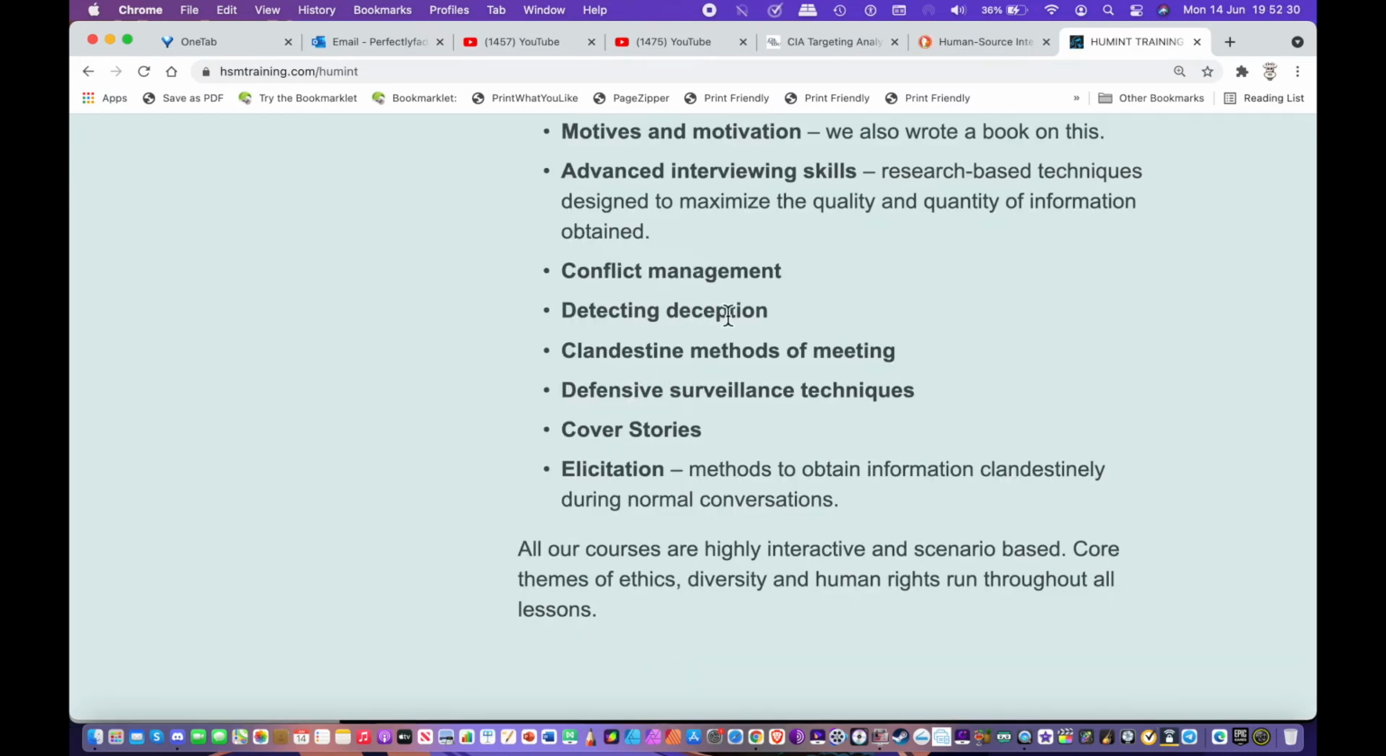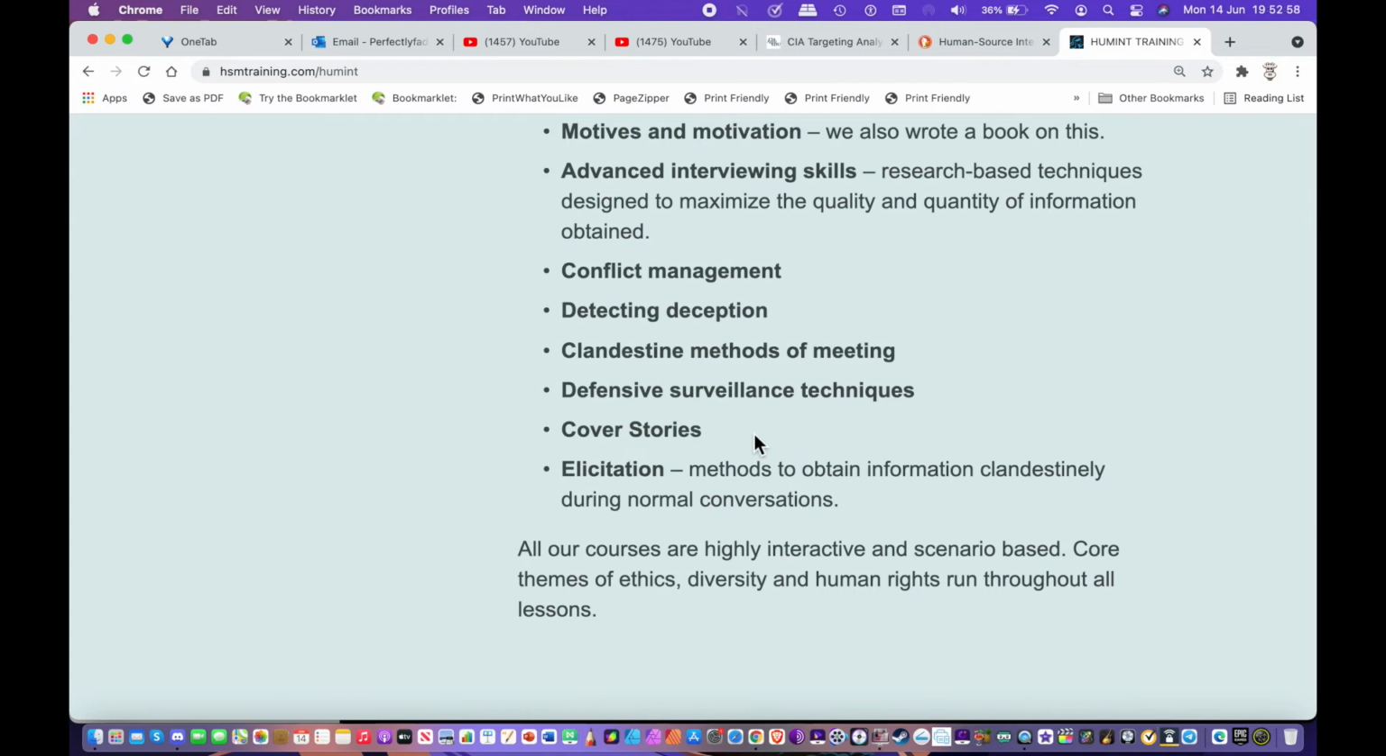Detecting deception, clandestine methods of meeting. So that's like the old spy films, where it's like I'll meet you in a cafe at like 2:00. And they're like wearing a trench coat and stuff.